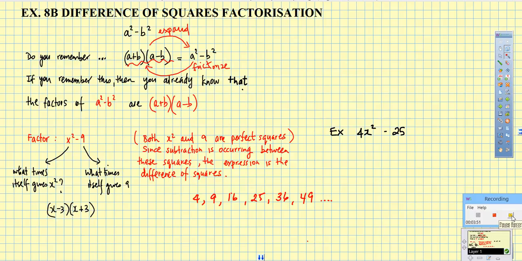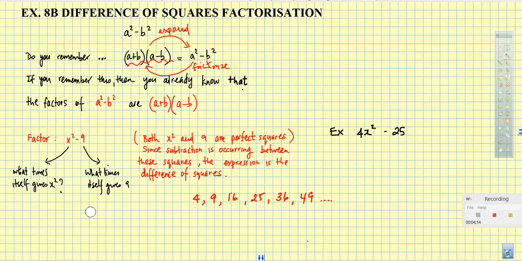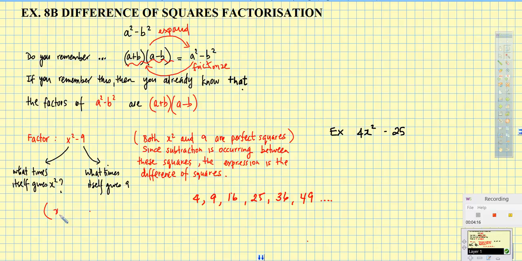So since both of them are perfect squares, and there's subtraction going on between the 2 squares because it's a difference of squares, then what we end up having is, putting them back in the parentheses, we're going to have x, and it'll be x minus 3 and x plus 3, or x plus 3, x minus 3. It's irrelevant, doesn't matter.